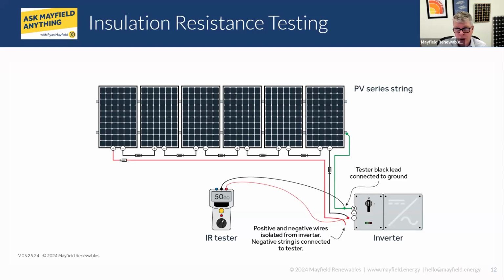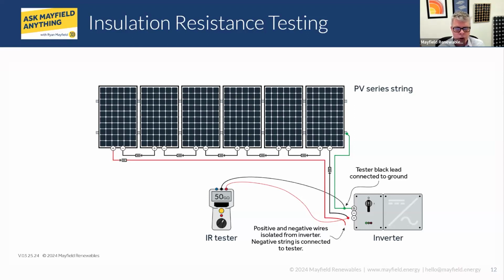We'll actually kind of, as Robert's talking about his stuff, but it's going to kind of show you the test in action. But what we're looking at here is, we're doing an insulation resistance test, using the tester. And here we're showing a single string of modules coming to an inverter. So isolating the positive and the negative.